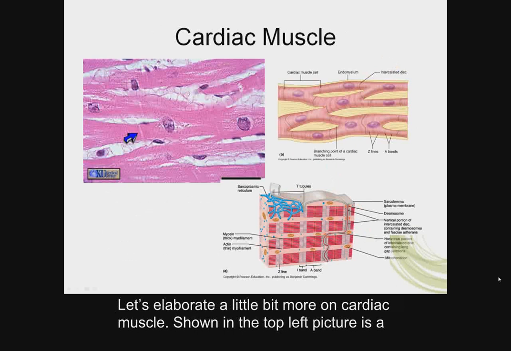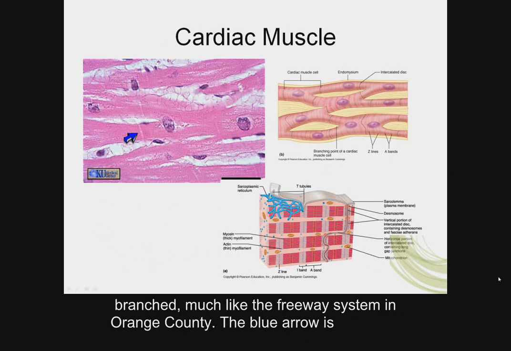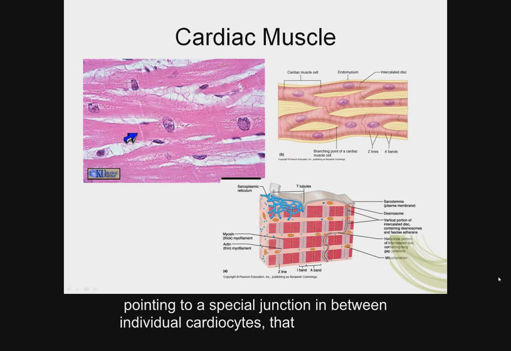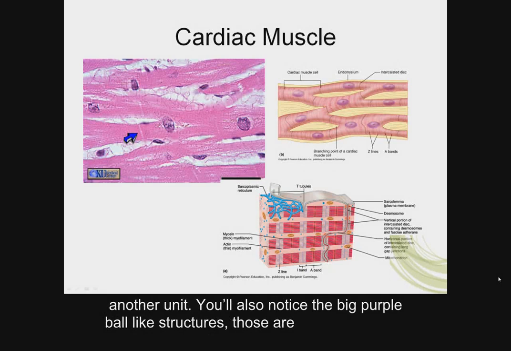Let's elaborate a little bit more on cardiac muscle. Shown in the top left picture is a histological preparation of cardiac muscle. You'll notice that the cardiac cells appear branched, much like the freeway system in Orange County. The blue arrow is pointing to a special junction in between individual cardiocytes. That is called an intercalated disc, and we will talk about its important properties in another unit.